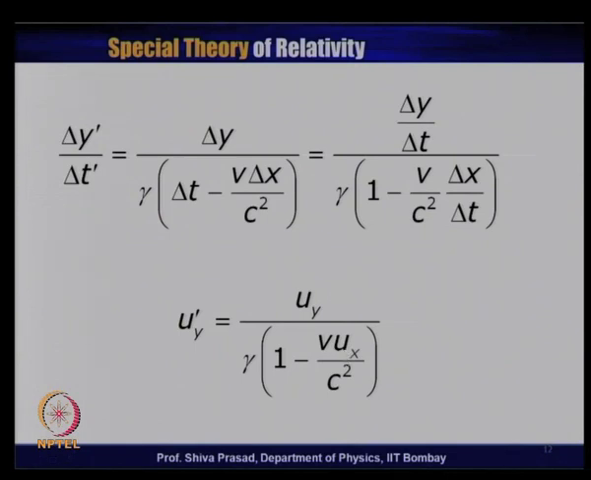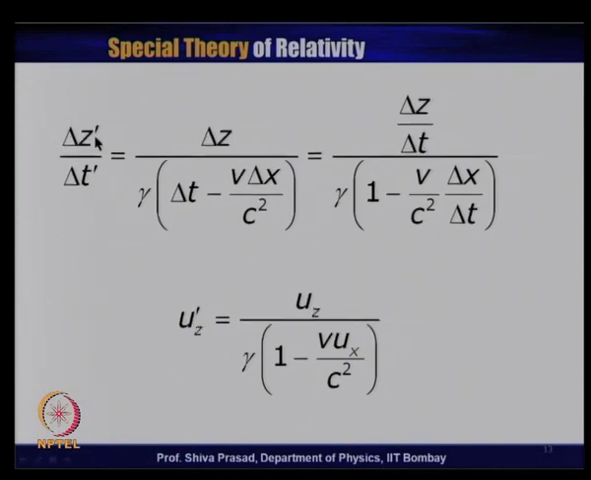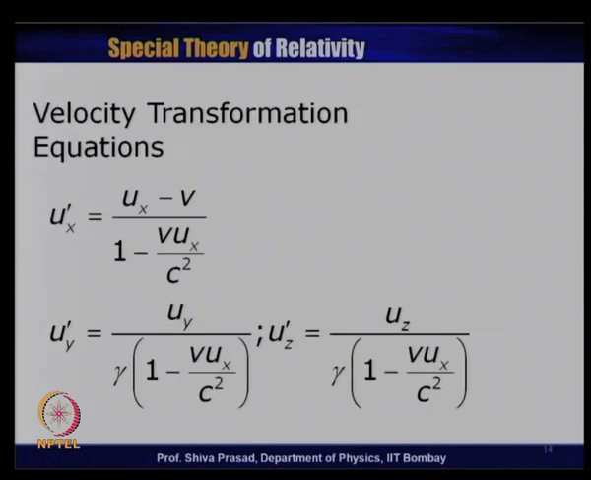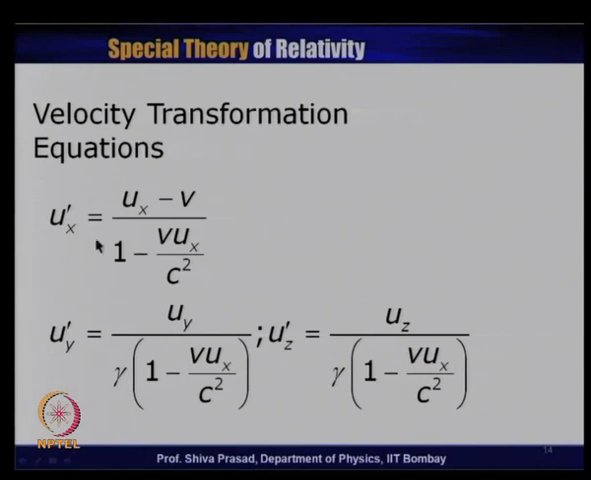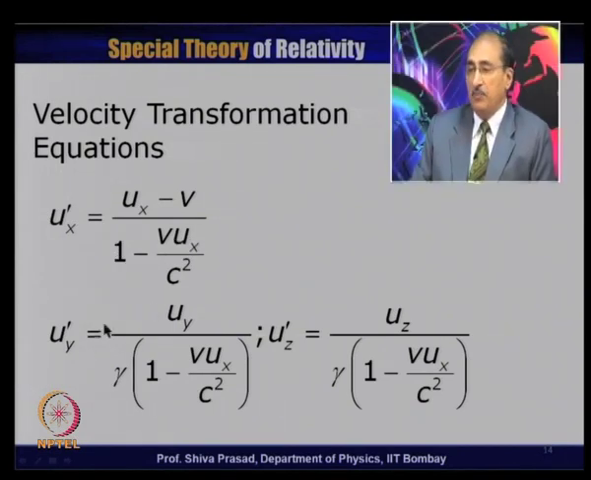Now, finding the z component is exactly identical to the y component, and that is what we have written in the next equation. All that has happened is that instead of y, we have z, and therefore, we get the z component of the velocity transformation as uz prime is equal to uz divided by gamma multiplied by 1 minus v ux divided by c square. So, this is where we have written all the equations involving velocity transformation. Ux prime is equal to ux minus v divided by 1 minus v ux by c square. Uy prime is equal to uy divided by gamma times 1 minus v ux by c square. Uz prime is equal to uz divided by gamma times 1 minus v ux divided by c square. Remember, this quantity here is the same quantity in the bracket here.